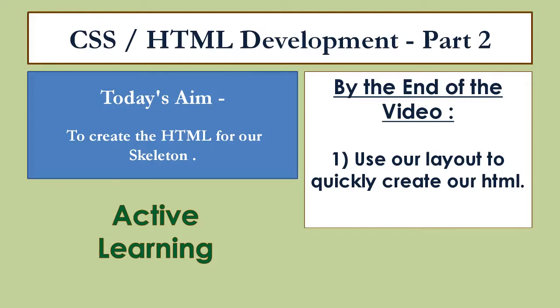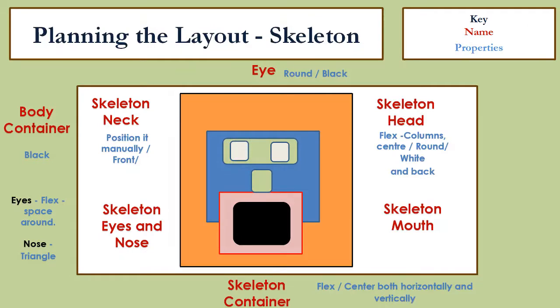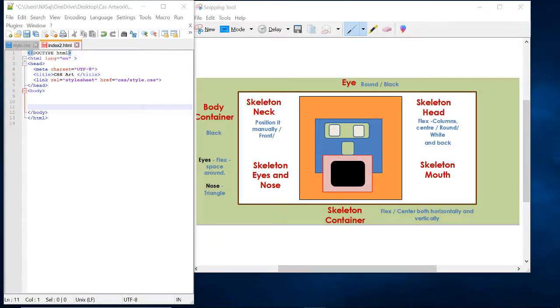So let's start. This is the layout that we created last video. What I would like you to do is use this layout to try and create your HTML. If you don't understand this layout, go back to my first video and you can see how we created it. So stop the video and see if you can create the HTML part of this layout by yourself. Hopefully you've paused the video and you've attempted it by yourself.